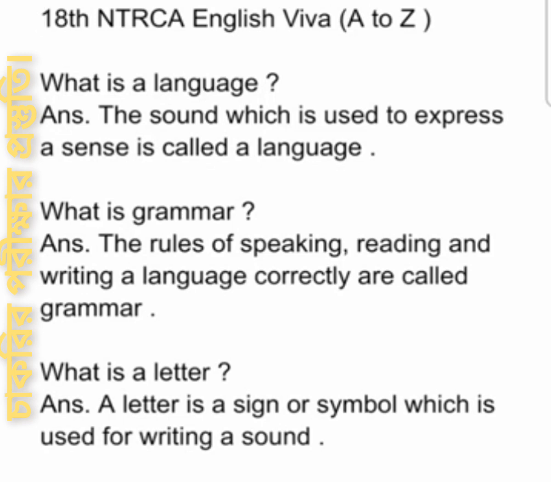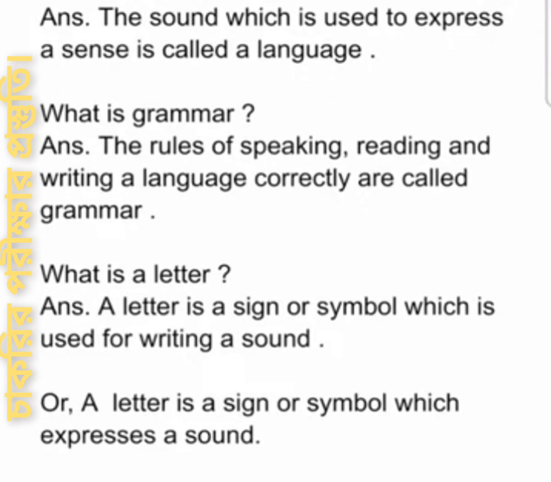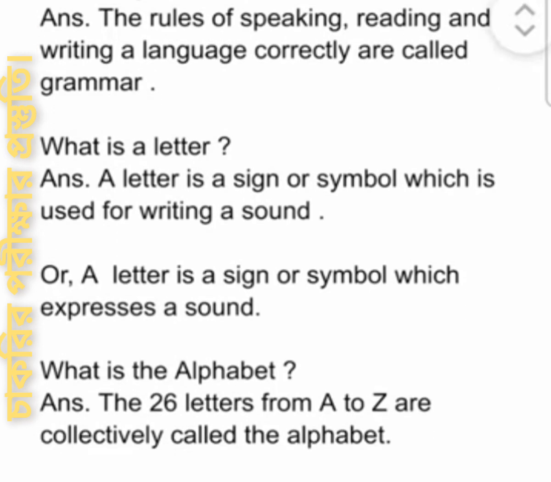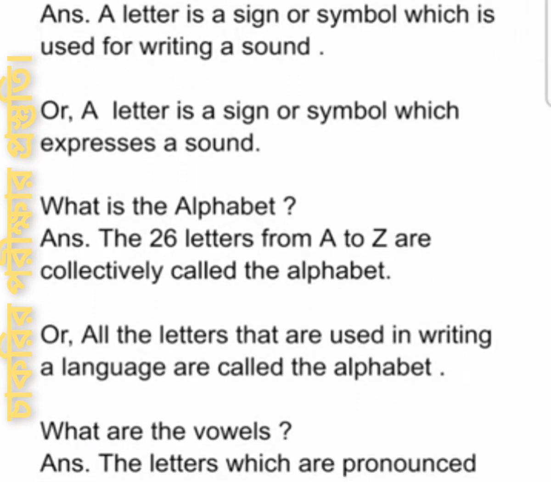What is a language? The sound which is used to express a sense is called a language. Second question, what is grammar? The rules of speaking, reading, and writing a language correctly are called grammar. What is letter? A letter is a sign or symbol which is used for writing a sound. Or a letter is a sign or symbol which expresses a sound.